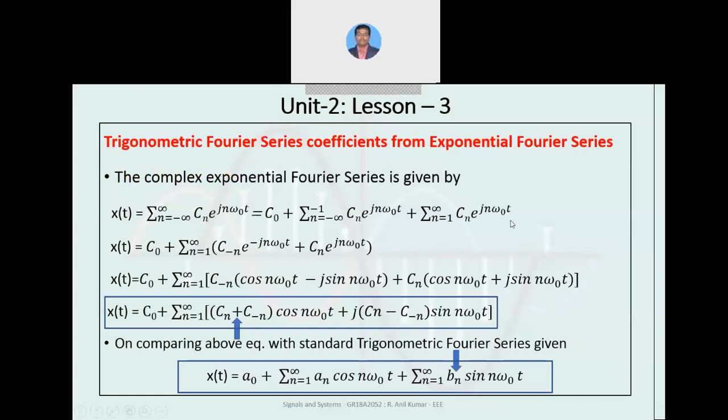From this series, we are going to obtain the coefficients of the trigonometric Fourier series. As you already got the result of the exponential Fourier series, x of t equals c naught plus summation, expressing the minus terms and positive terms separately. Here we can see.